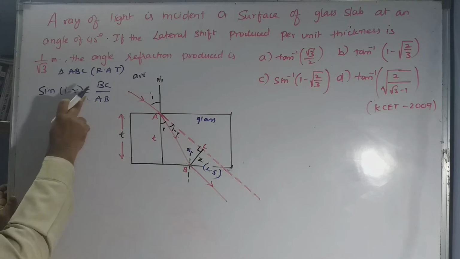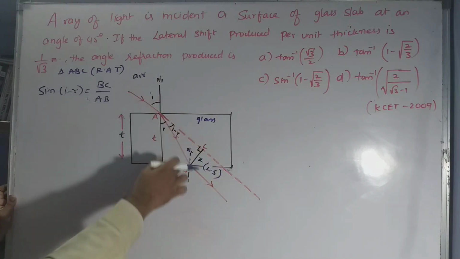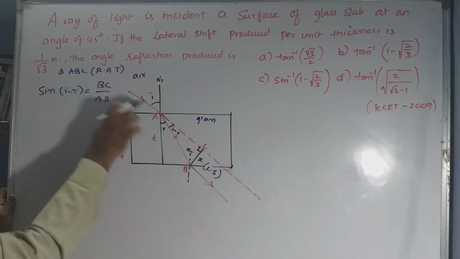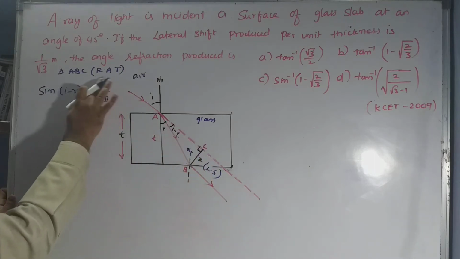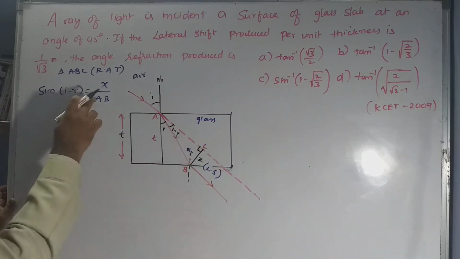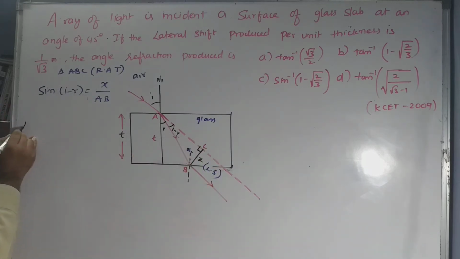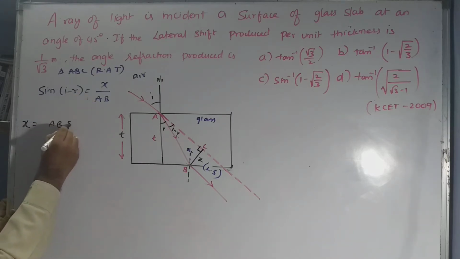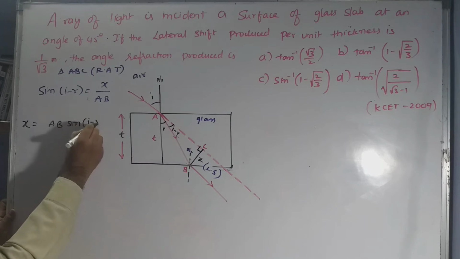So sine (i minus r) is equal to opposite side by hypotenuse. The opposite side BC can be replaced with x, which is called the lateral shift according to the problem. So the lateral shift is x by AB. So you can write lateral shift x is equal to AB sine (i minus r).